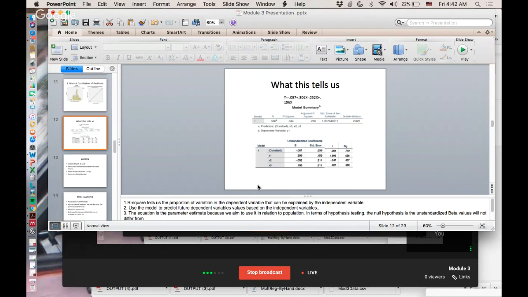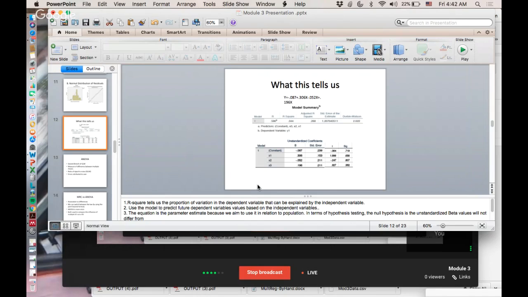The equation is the parameter estimate because we aim to use it in relation to the population. So the overall goal of doing these things is not just for the sample, but it's about telling how the sample is in relation to the population. So that's why we had to make sure that those assumptions weren't violated, or as few assumptions were violated as possible, because we want to be able to use our model in relation to the population.